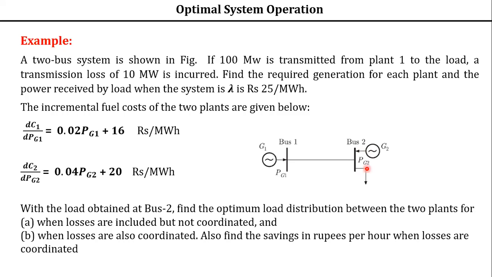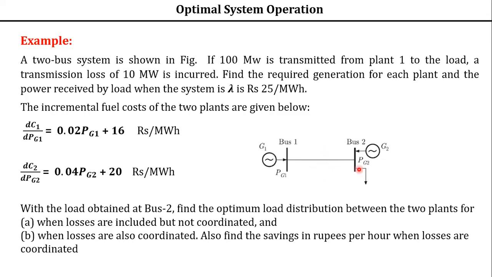However, whenever power generated by plant 1 is transmitted through the transmission line and goes to the load, then you have to consider the transmission losses. That's why it is given that if 100 megawatt of active power is transmitted from plant 1 to the load over a transmission line, a transmission loss of 10 megawatt occurs across this transmission line. Find the required generation for each plant.